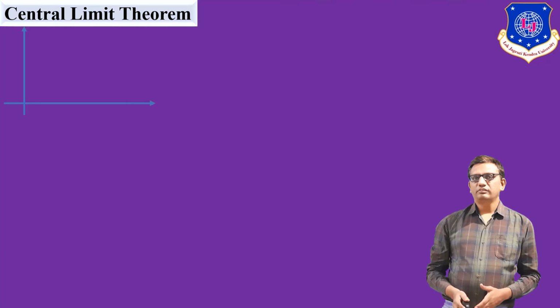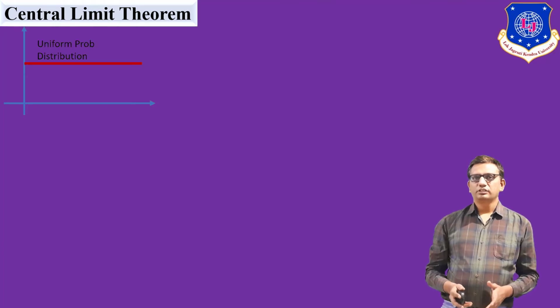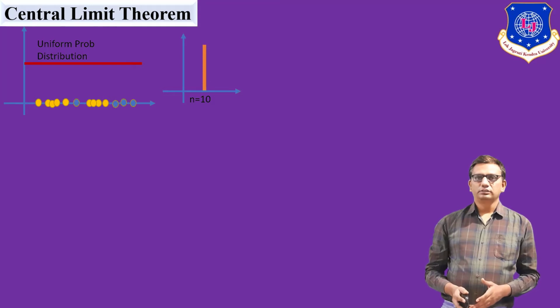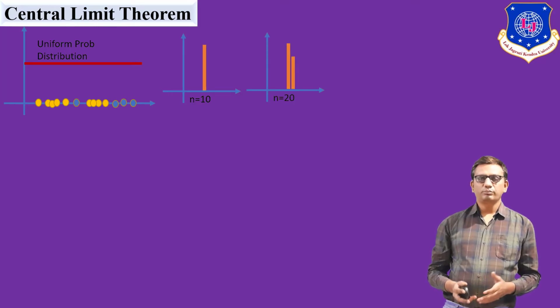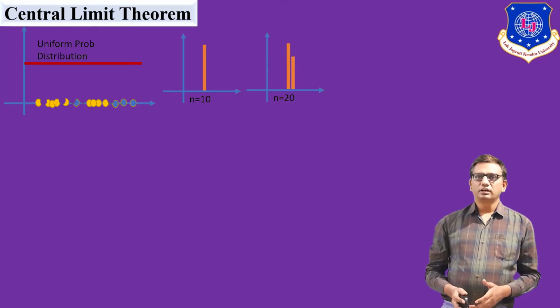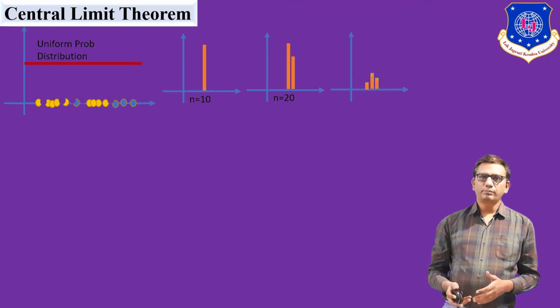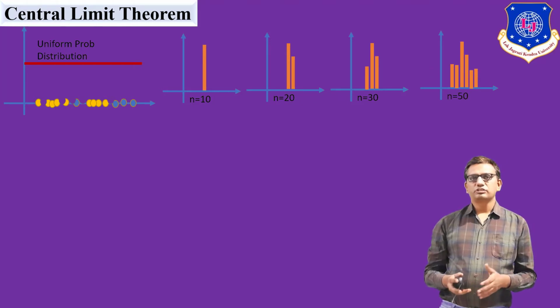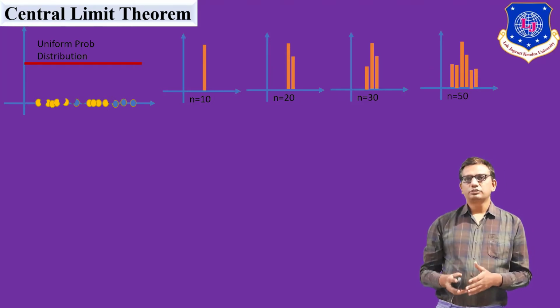So let us understand with the concept of figures. This is the uniform probability distribution, that means the constant probability distribution, and its mean is actually 10. When we take 10 samples from this distribution, or 20 samples, it looks like this. If we increase the samples, then it looks like a normal distribution. That is the concept of normal distribution.